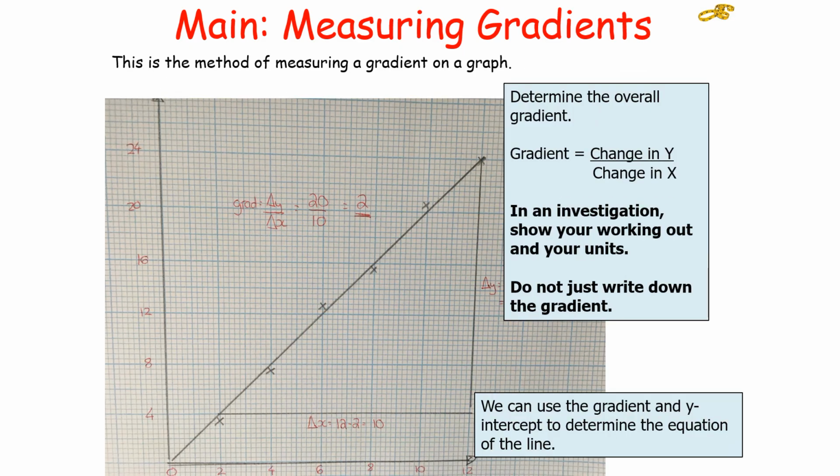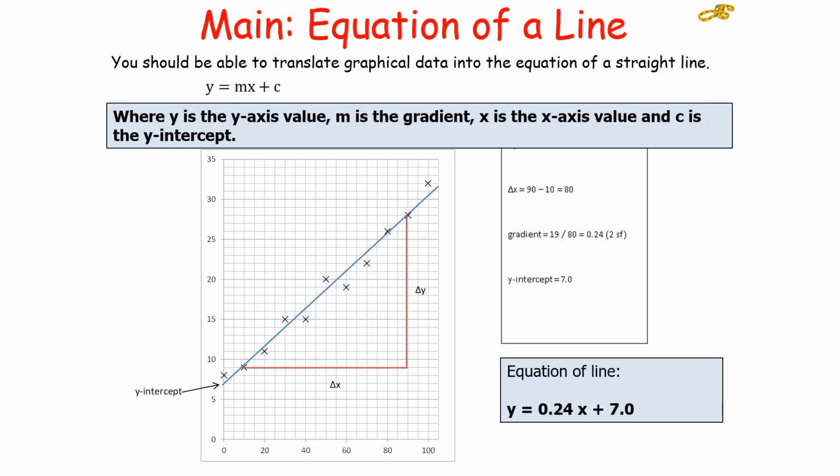Now you can determine the gradient by doing the change in y divided by the change in x. Now in this investigation, remember to show your working out and your units, and don't just write down the gradient. And remember, the units of the gradient are the units of the y-axis divided by the units of the x-axis. Now what we can do is use the gradient of our line and the y-intercept to determine the equation of the line, because if you've got a straight line graph, we can say y equals mx plus c, where y is the y-axis value, m is the gradient, x is the x-axis value, and c is the y-intercept.